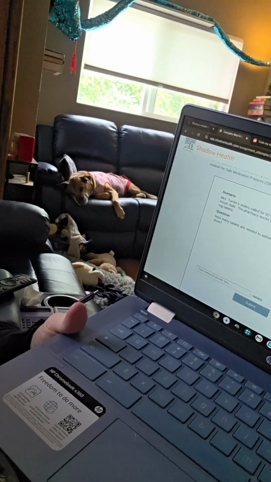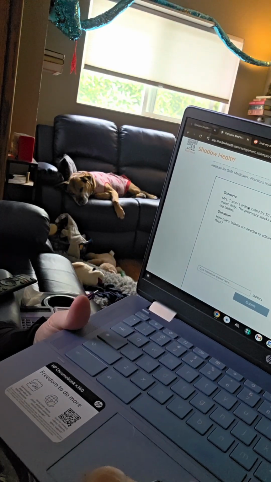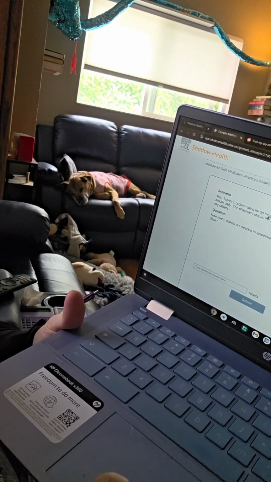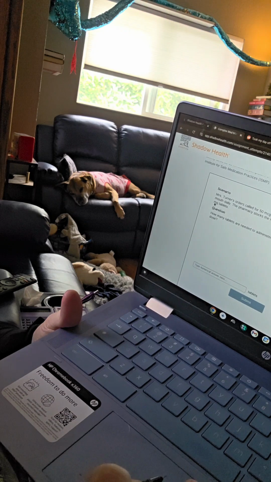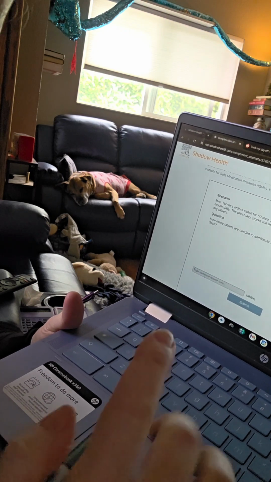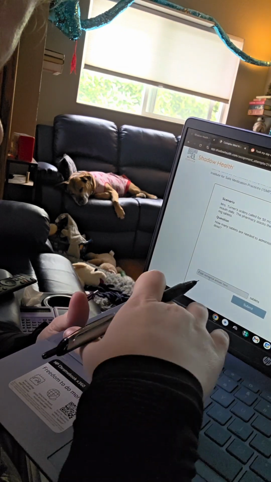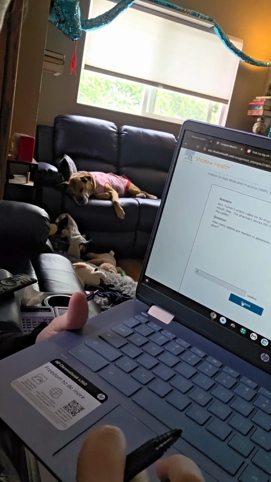So let's put that in here. When reading these, just be careful about what units they say. You may need to change over the units. So let's try 2 tablets. And that's correct. 2 tablets.